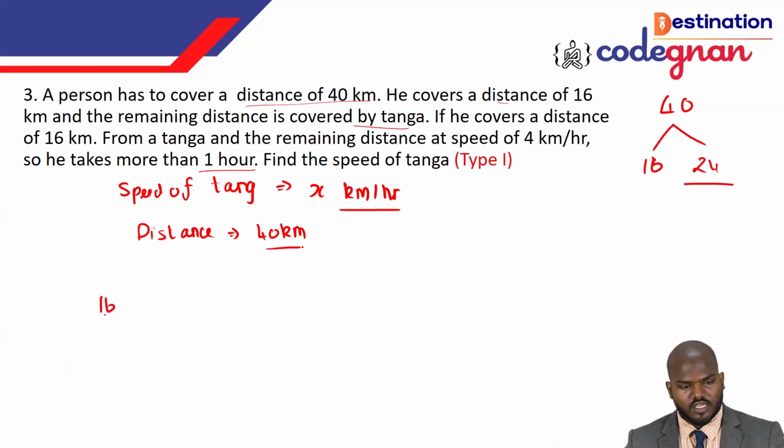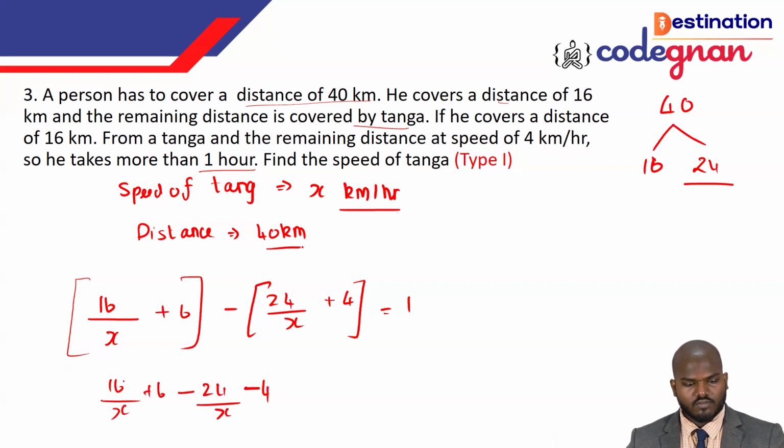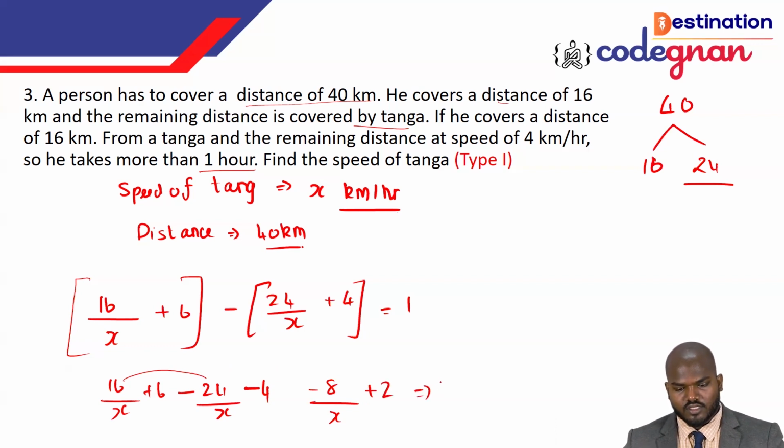You see this one, 16 by x. We don't know the speed of the Tanga, right? So I'm calling the speed of the Tanga x. It took 1 hour more here. So that is what we can take. And the remaining distance is 24 over x, and he was traveling at the speed of 4 kilometer per hour. They are making the difference equal to 1. If you deal with this, it will give you 16 over x plus 6, minus 24 over x, minus 4. You can say that the value is equal to 1.